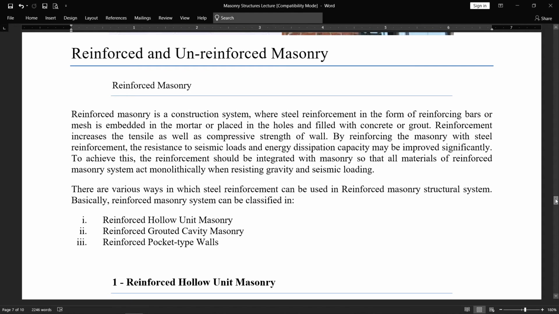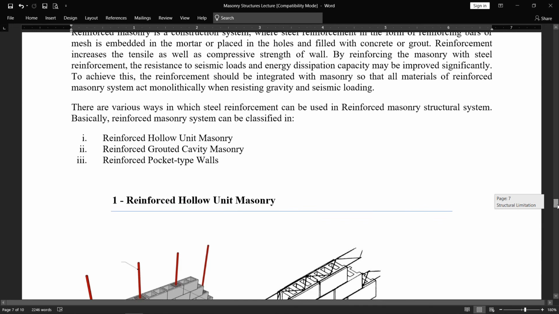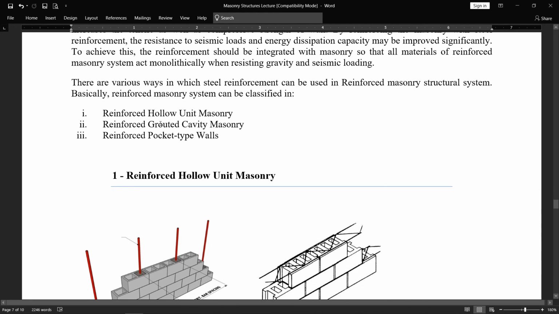So basically there are various types, and these three are the major types. First, reinforced hollow unit masonry; second, reinforced grouted cavity masonry; third, reinforced pocket type walls. First of all, reinforced hollow unit masonry.